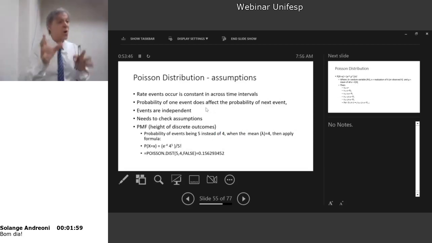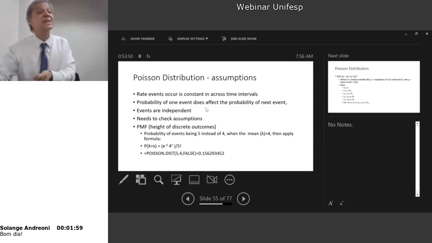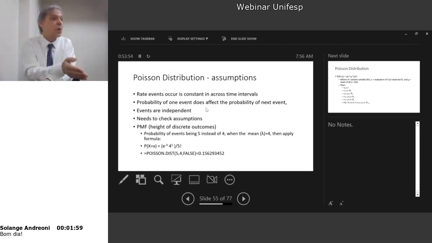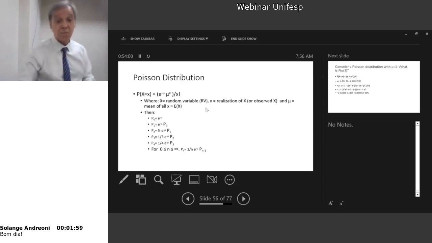You need to check the assumption always. If the assumption doesn't hold totally, but is nearly there, use a negative binomial. Okay? A negative binomial is a form of a Poisson. It's somewhere in between a binomial and a Poisson. Okay. So another trick, here's an example.